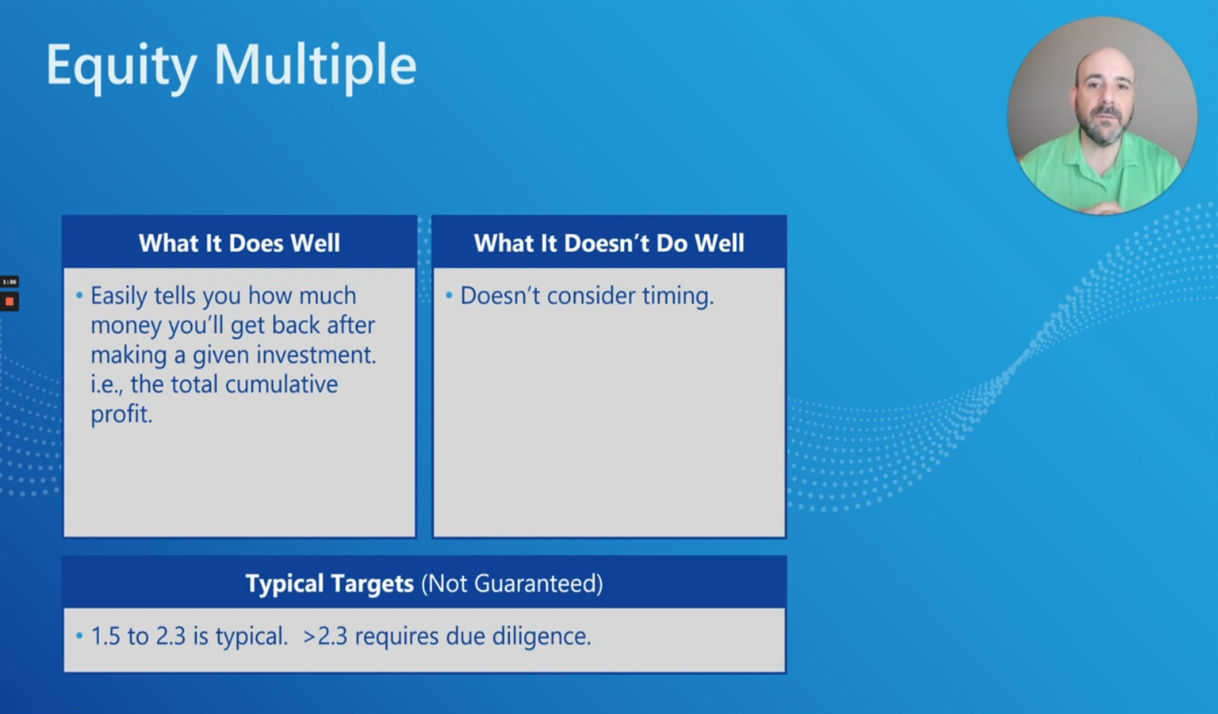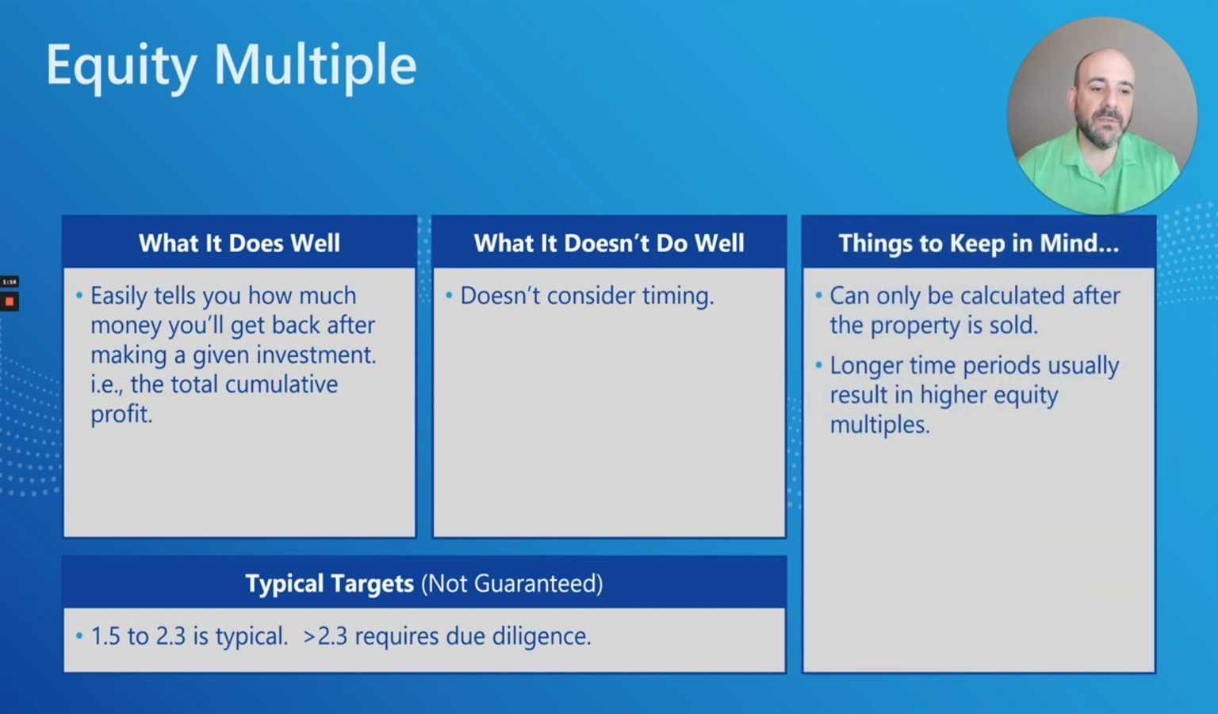Typical targets of equity multiples, I've seen 1.5 to say 2.3. Above 2.3 is starting to get pretty high. And before getting so excited about, wow, this is a great deal, just look into the due diligence, understand a bit better about who you're working with to make sure that you understand the business metrics behind it. And things to consider, it can only be calculated after the property is sold. So you can't really know for sure until the entire 6 years, let's say, is up.